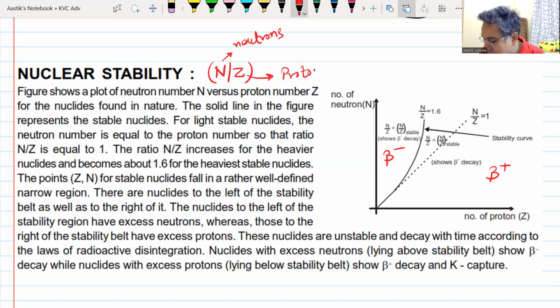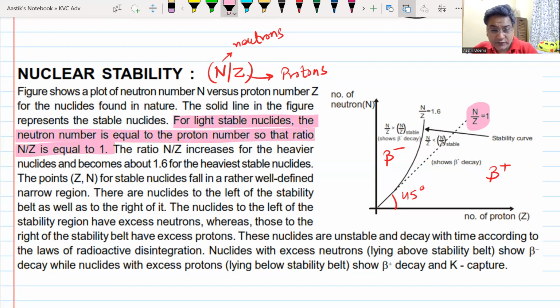You can understand the nuclear stability by the number of neutrons and number of protons. If the number of neutrons and number of protons is same, you have a line at an angle of 45 degrees. We can call these light nuclei as stable.